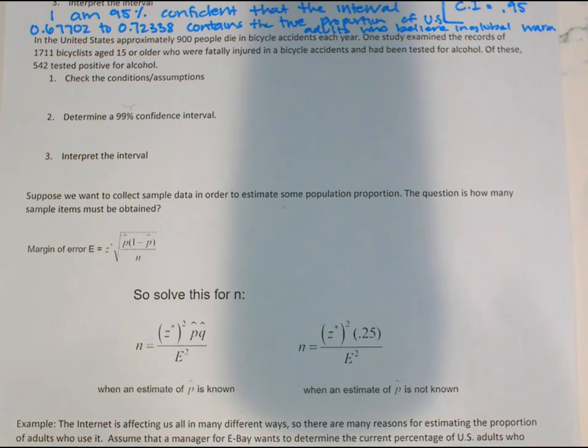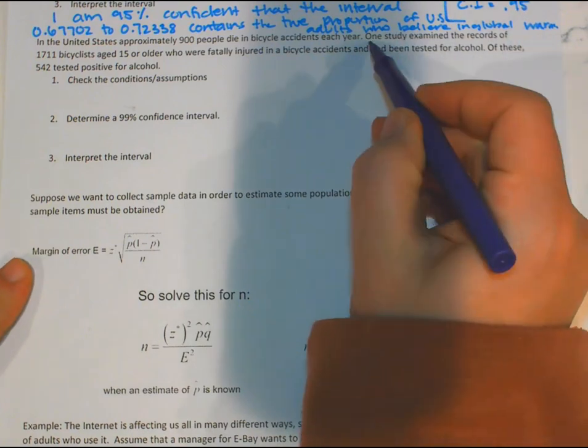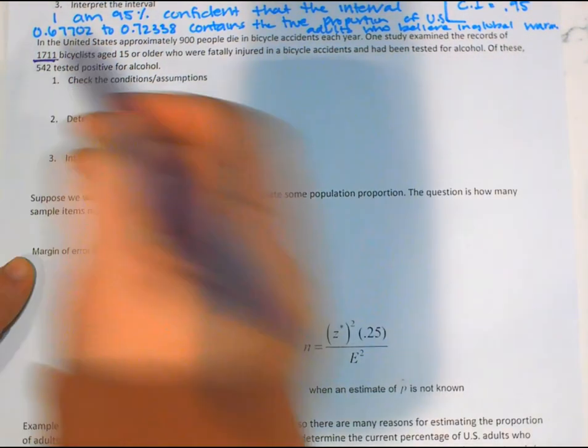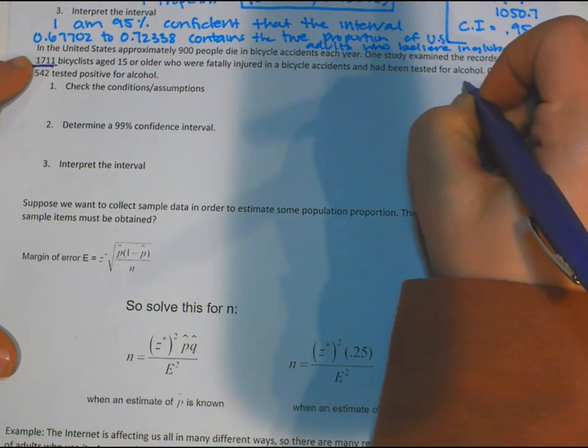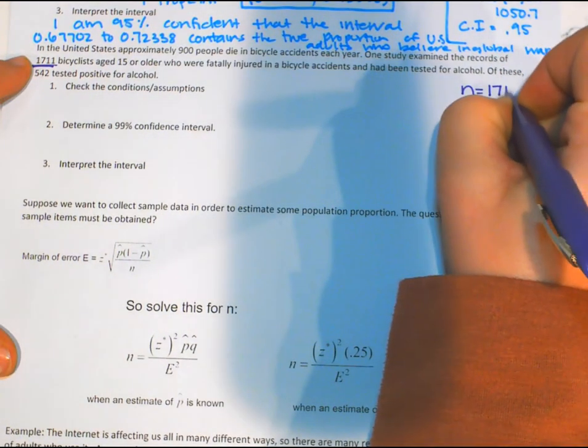So we're looking at just the study, right? We're not talking, even though 900 people die, that's not part of our study. Our study examined the records of 1,711 bicyclists. So when we talk about our variables, n is going to be 1,711.